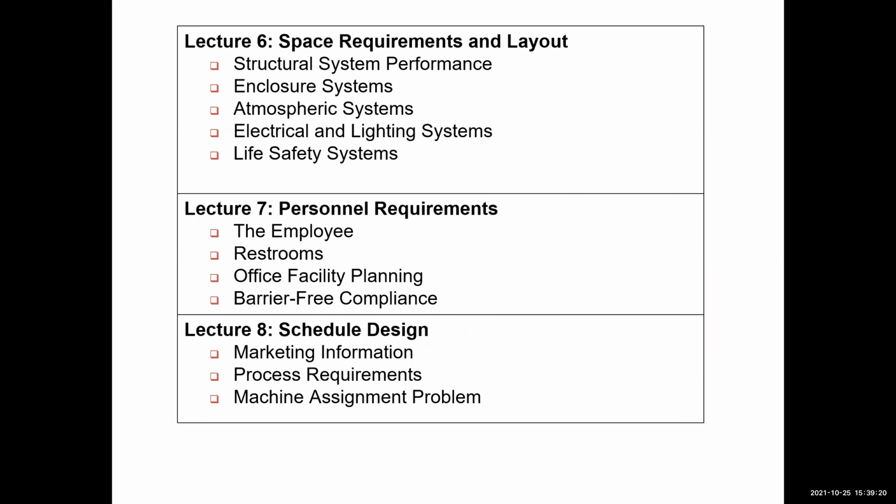From there, we transition to space requirements and layout. Here we talk about different types of systems that are relevant in terms of the design of a facility. We talk about structural system performance, enclosure system, atmospheric systems, electrical and lighting systems, and life safety systems. We talk about how to design some of this, for example, the HVAC system and the electrical systems. There were some questions and mathematical problems associated with those.